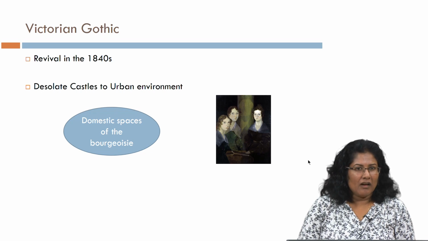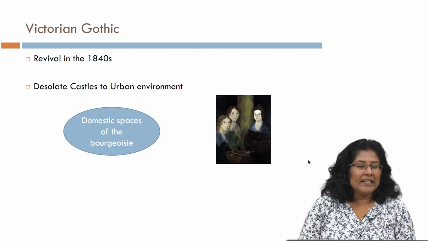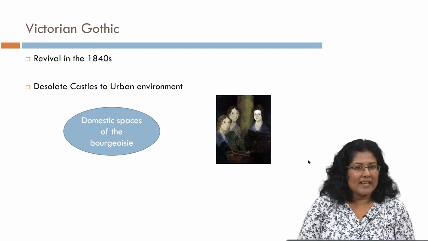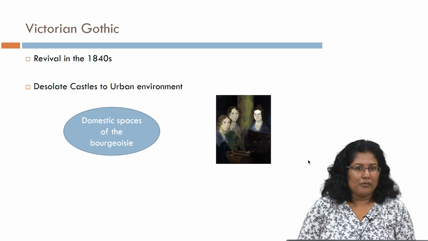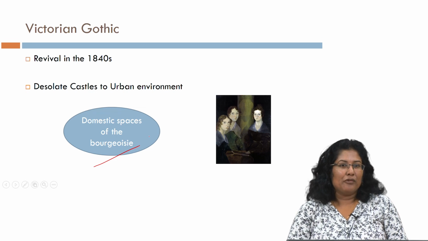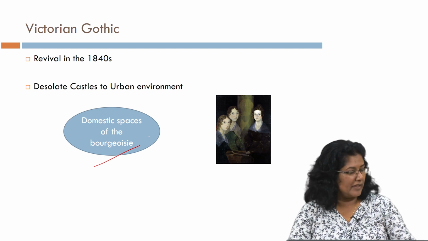The Gothic mode had a revival in the 1840s, leading us to term that period as the Victorian Gothic. So, instead of desolate castles, we had urban environment as the setting for this particular narrative fiction. The domestic spaces of the bourgeoisie became the setting for the Victorian Gothic, and today I am going to offer some examples from the works of the Brontë sisters, especially Charlotte Brontë and Emily Brontë.